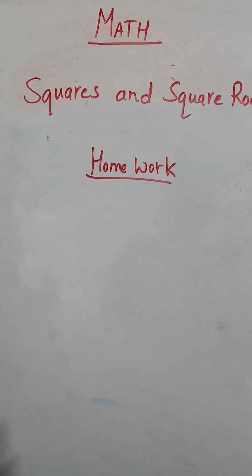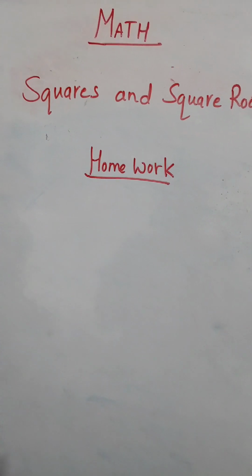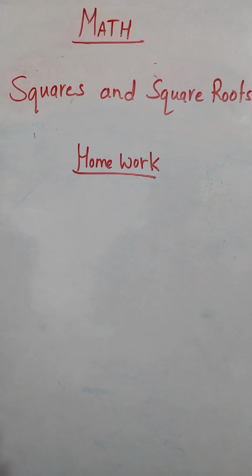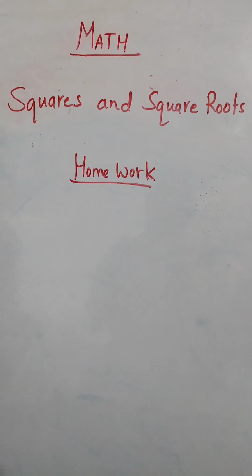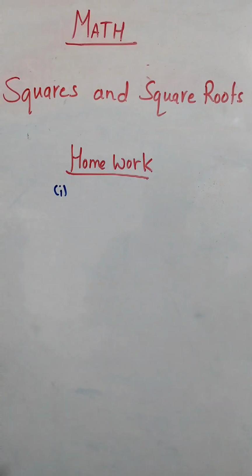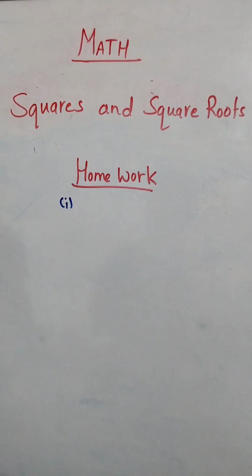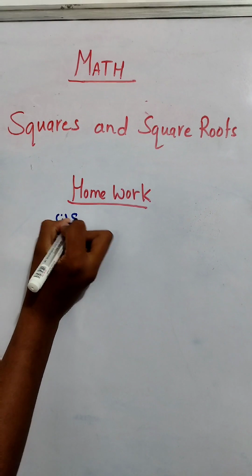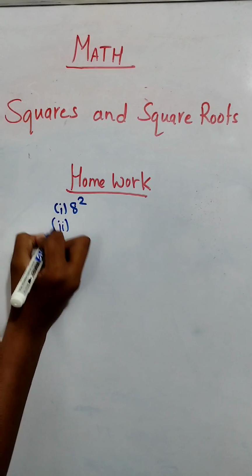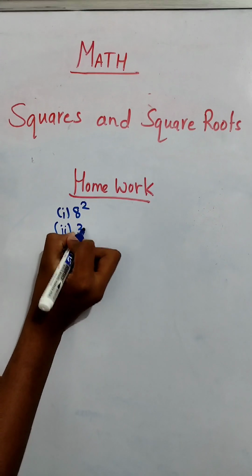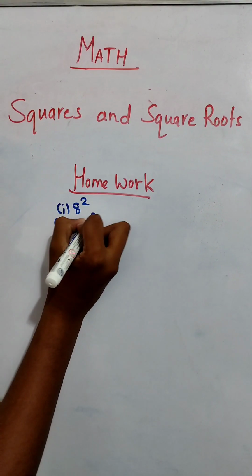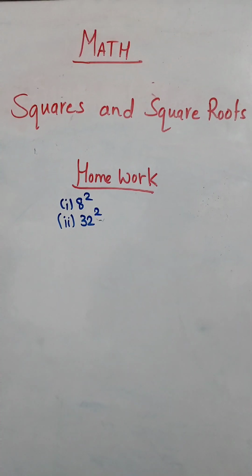For today's homework, I will give you a few numbers which you have to find the squares of, and a few numbers which you have to find the square roots of. First, let's start with the squares. I want you to find the square of 8, that is 8 square. Second, I want you to find 32 square, which I've taught how to do already, a simple way to do this.